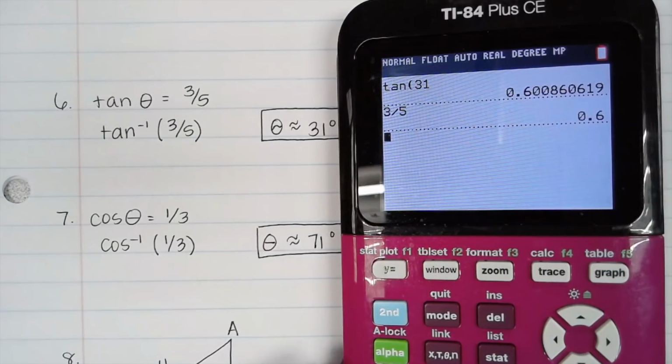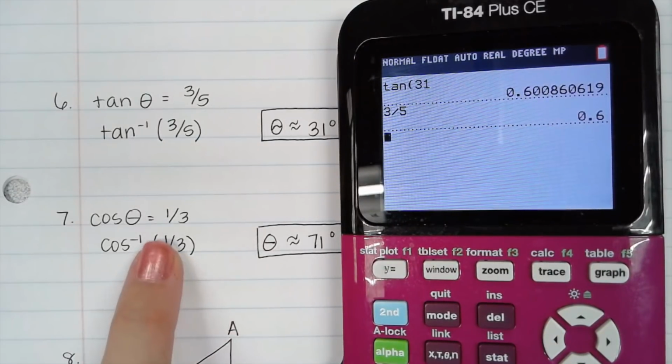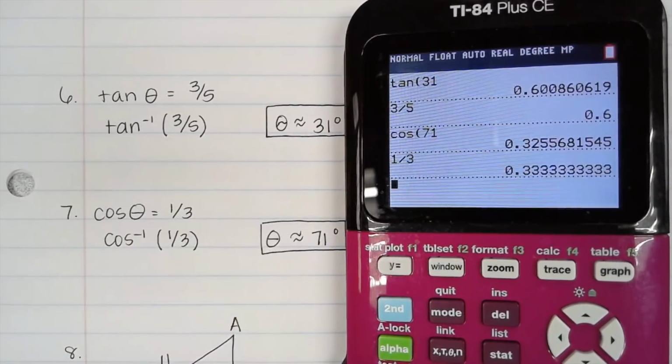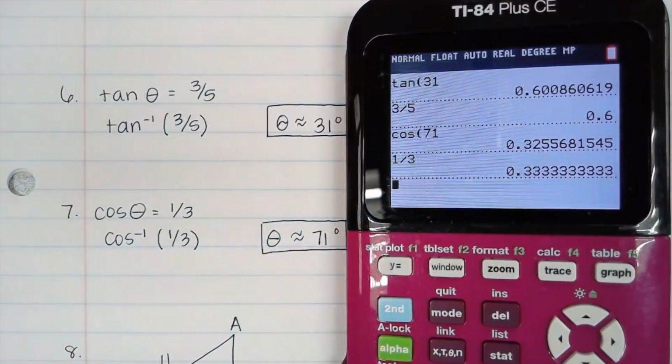Same thing with cosine. I got that if the cosine was 1 over 3, the angle was 71 degrees. So if I type in cosine of 71 degrees, and then type in what 1/3 is as a decimal, these are almost exactly the same. And so that's how you can check and make sure that your answer to the question is correct.